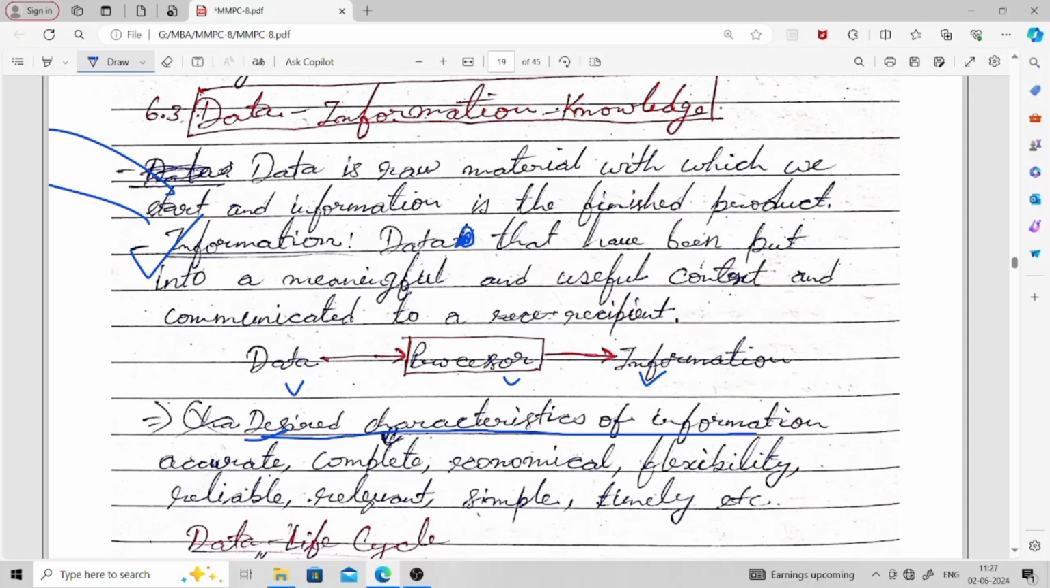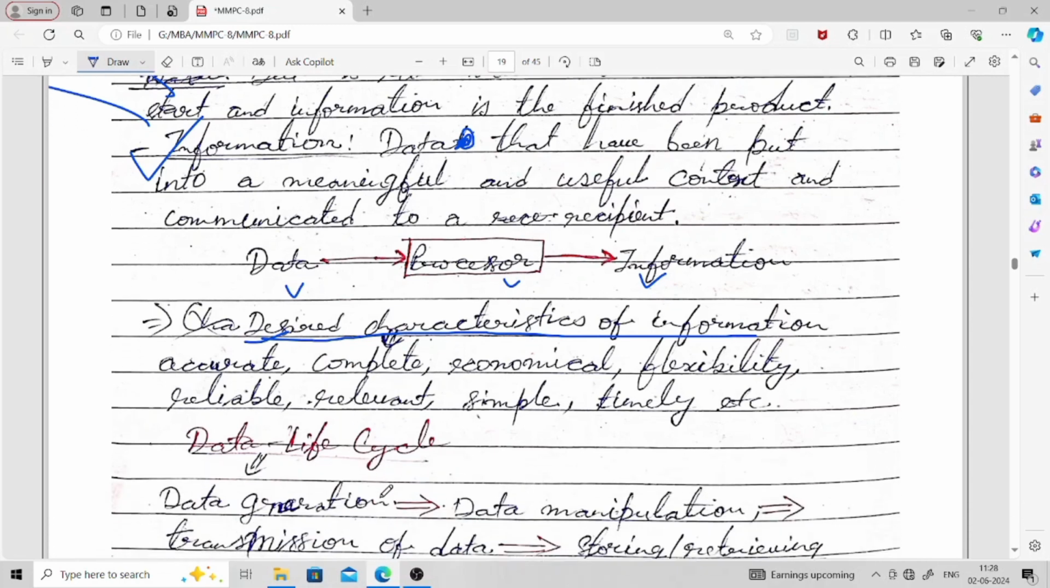It means whatever information we use, we can trust that information, and it should be relevant, meaning the information used for decision making should be in the context of the decision, and it should be simple and timely.